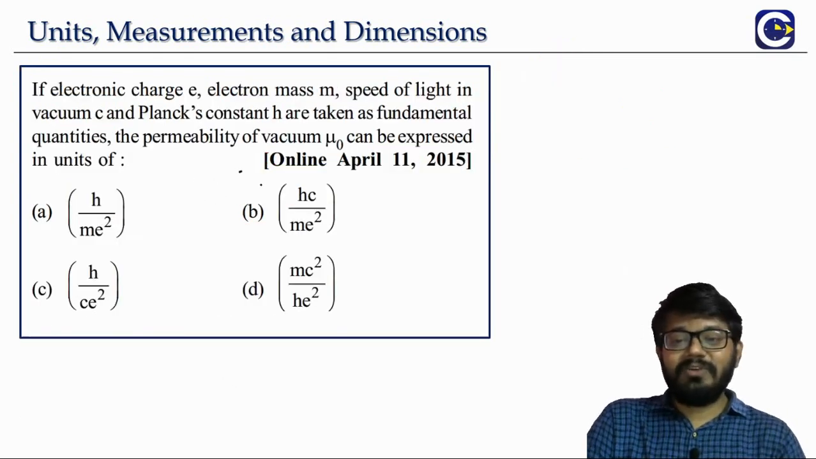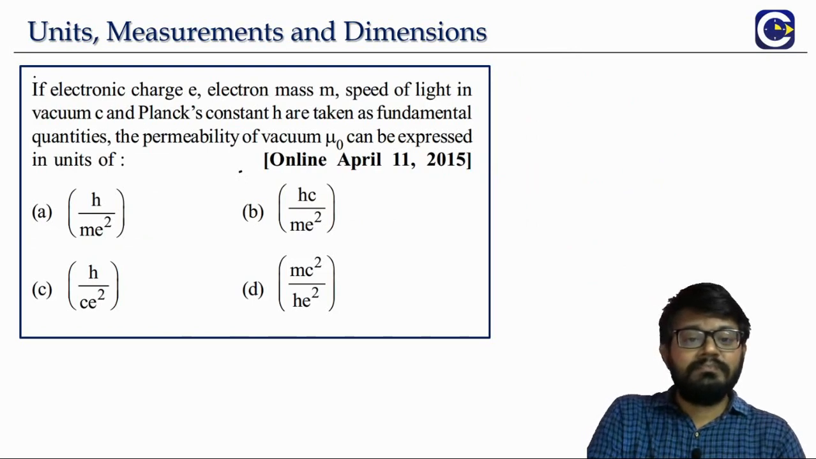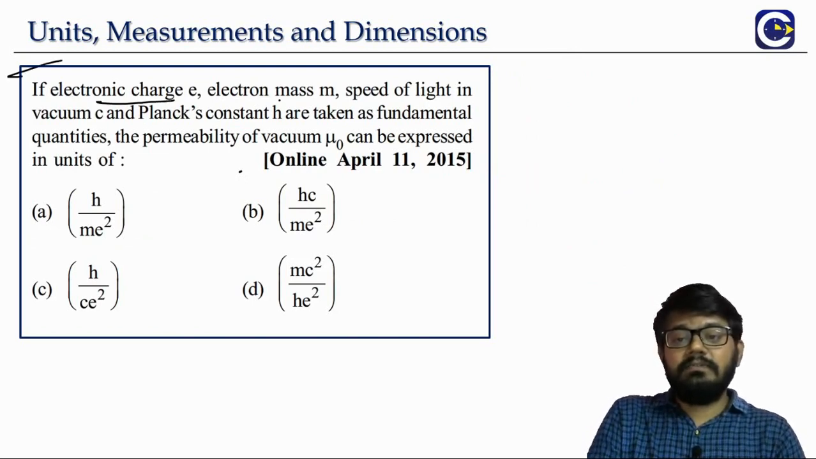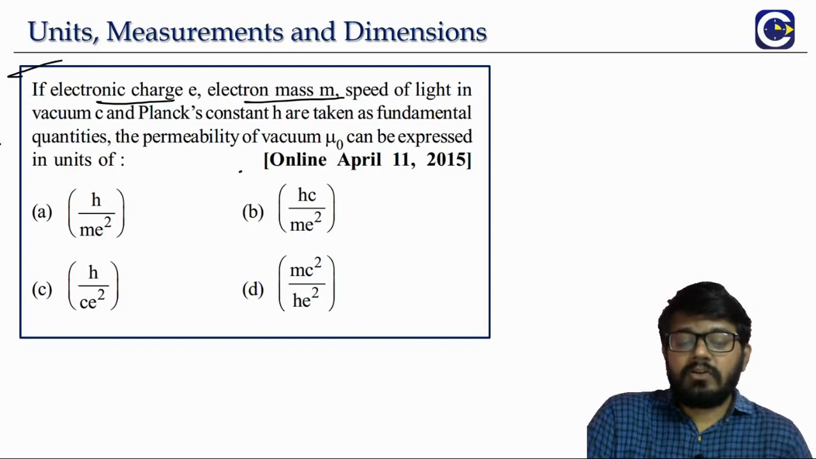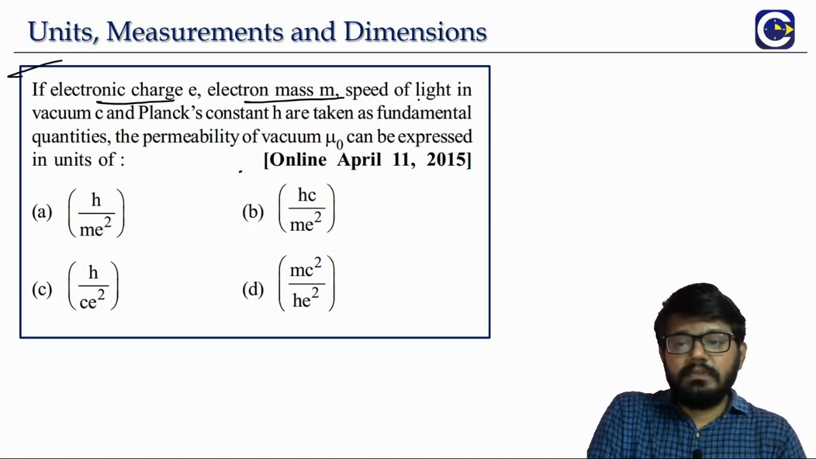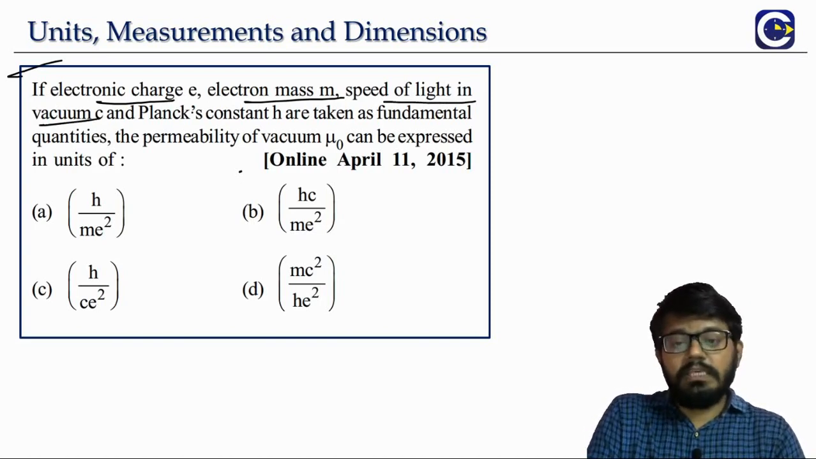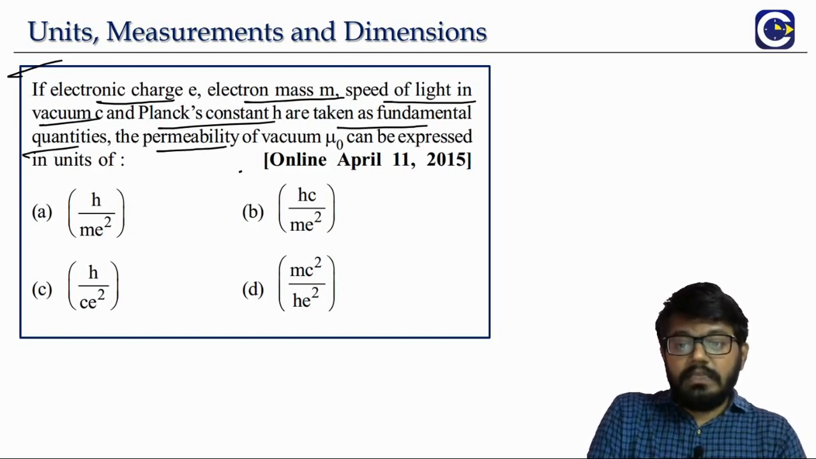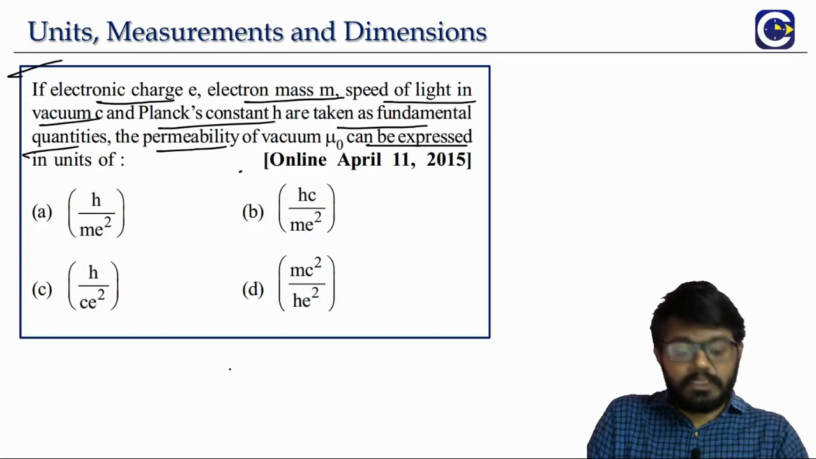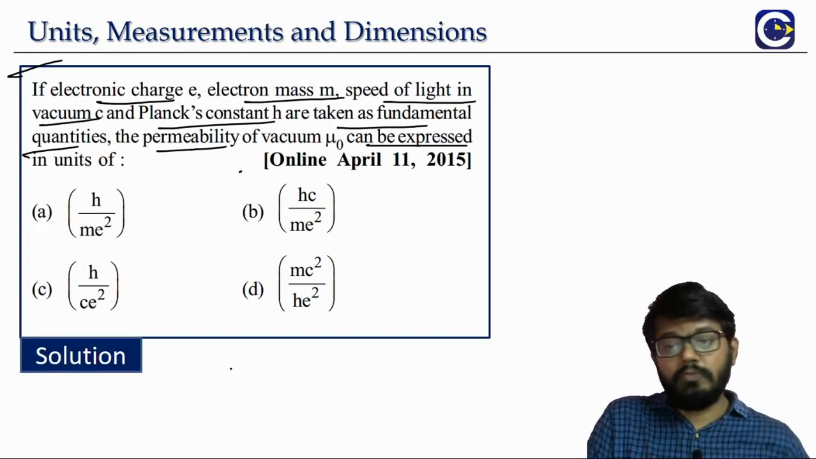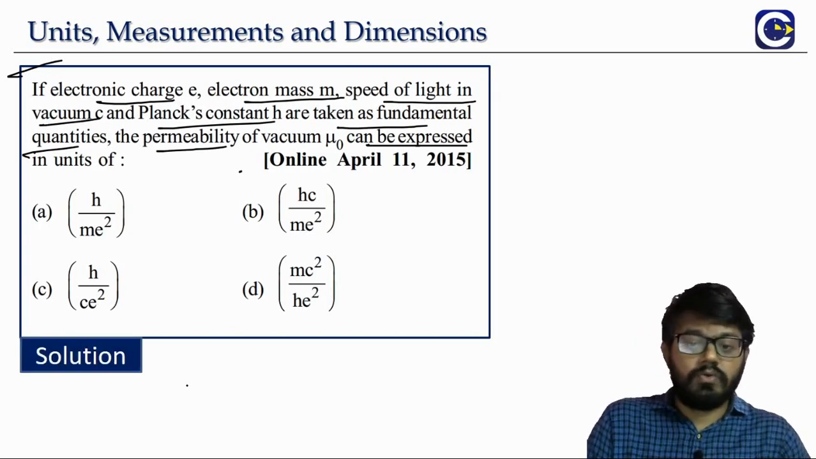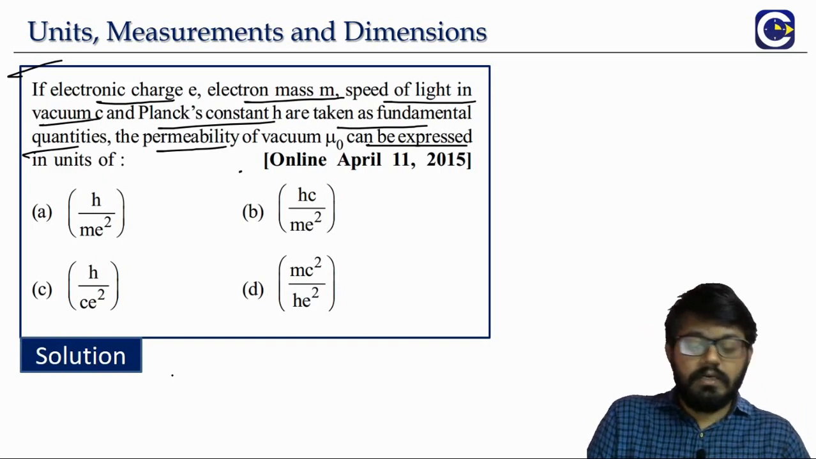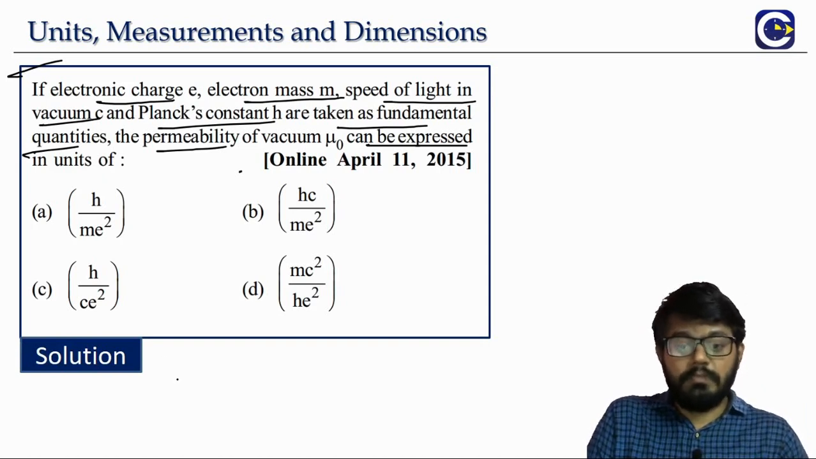Next we have one more question based on the dimensions approach. If electronic charge E, electron mass M, electronic charge means the basic charge, speed of light in vacuum C, and Planck's constant H are taken as the fundamental quantities, then the permeability of the vacuum can be expressed as... See, permeability of vacuum, right? Even if we have seen in the previous videos also, how do we get the dimensional formula for the permeability of vacuum.